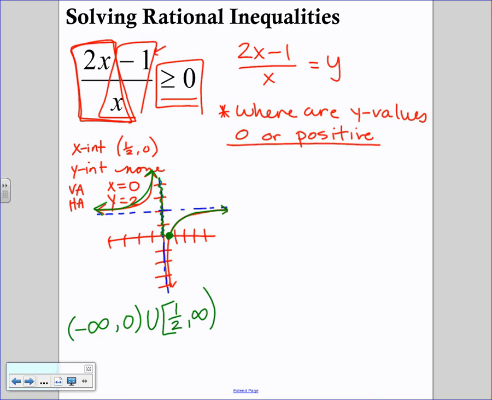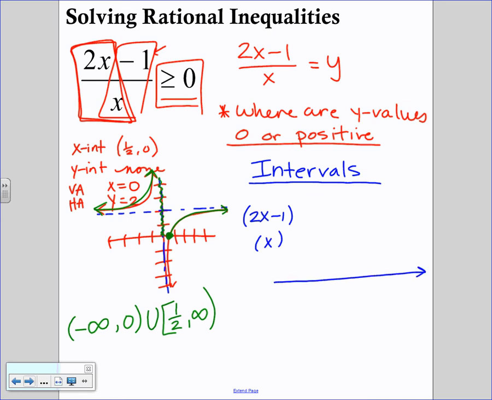Okay, so that's great and all, but I want to show you a little bit more of a precise way to do these things, or maybe it's more of an efficient way. And it's through intervals. And this is how your book presents it. Okay, so what are my factors? My factors are 2x minus 1 and x. Okay, and down here, I'm going to draw a number line. And on that number line, the important parts are where my factors equal 0. So 2x minus 1 equals 0 at 1/2. That should say 1/2. Let's try that again.